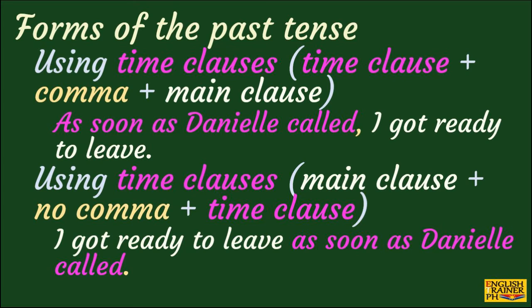In cases where both the main clause and the time clause have a past tense verb, the one in the time clause will be the first action, and then the one in the main clause will be the second action. So, as soon as Danielle called, so she called first, and then I got ready to leave, which means I started preparing to leave. So the verb in the time clause will be the first action.